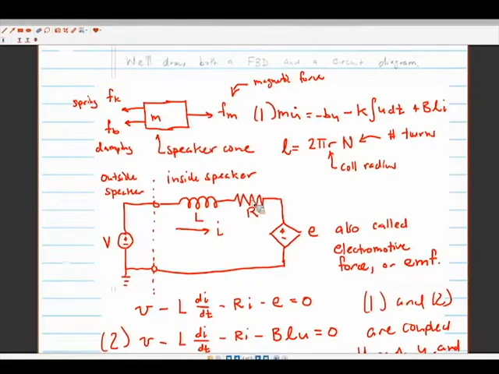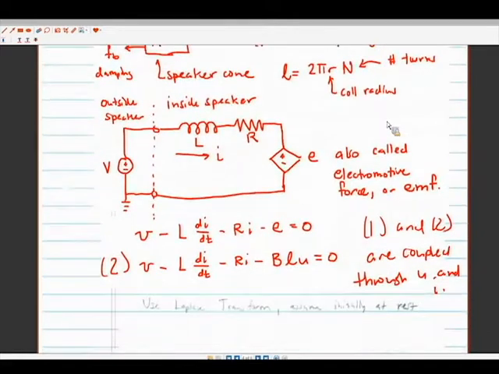We also looked at the phenomenon, built off Faraday's law, that we have a back EMF. EMF stands for electromotive force, which creates a voltage across the coil as a result of the coil moving through a magnetic field. From the free body diagram we can get the equation of motion for the mechanical system, and for the electrical system we can get the equation of motion for the electrical system.